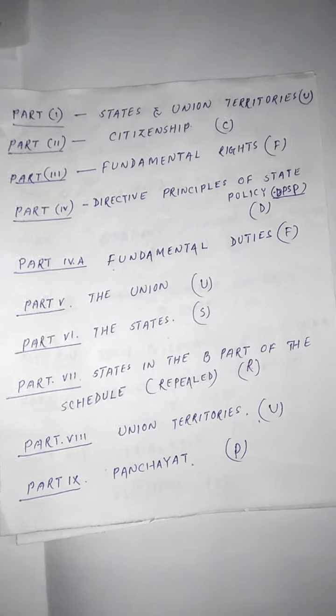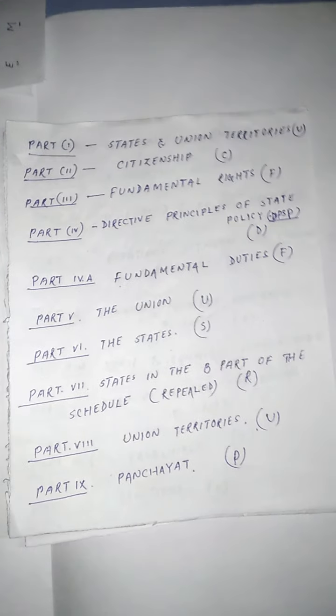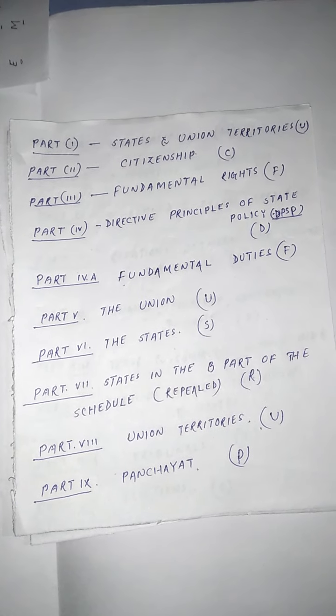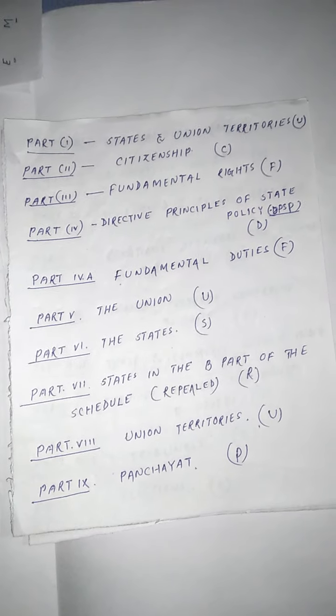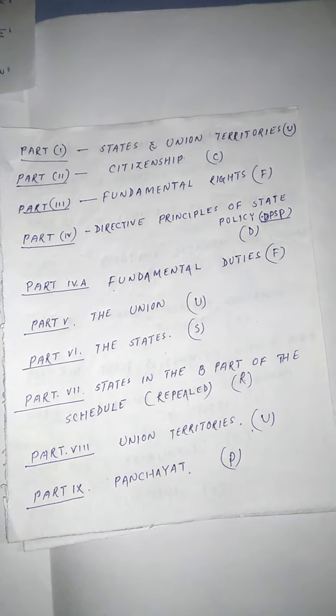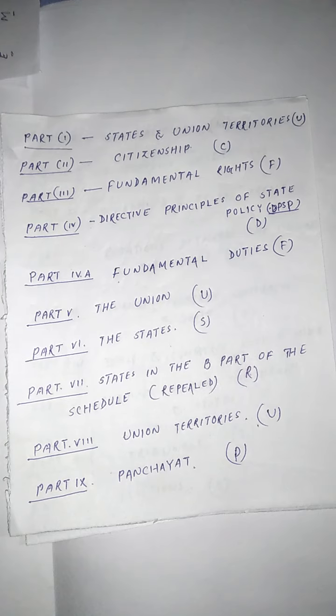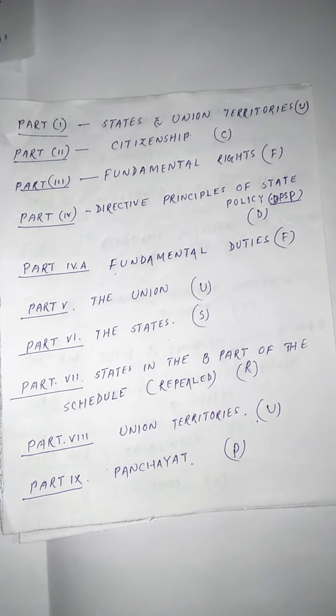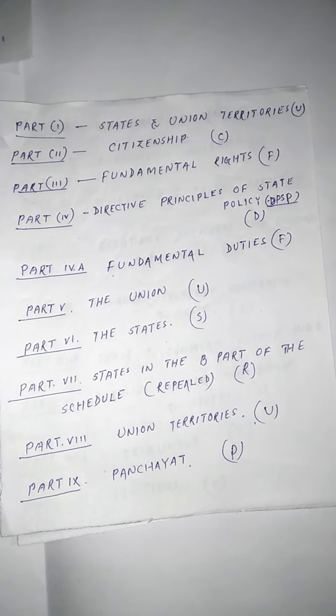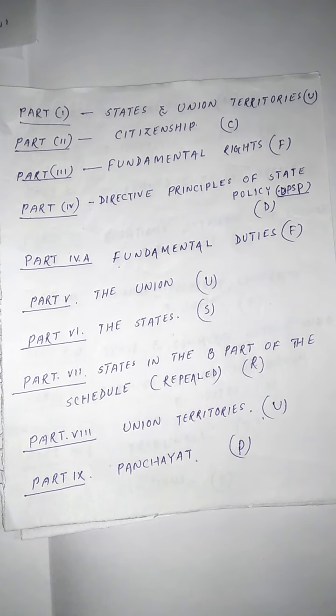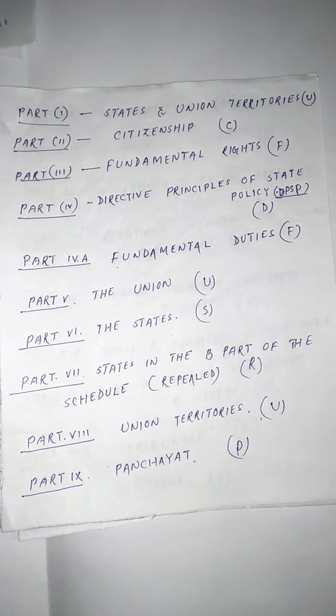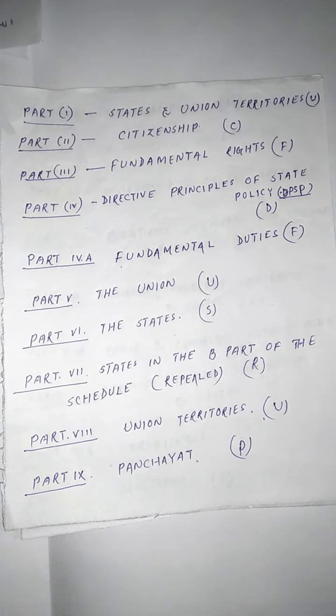U for Union Territories. That is part 1, States and Union Territories. Citizenship for C: you can, the letter C, for citizenship, second part.